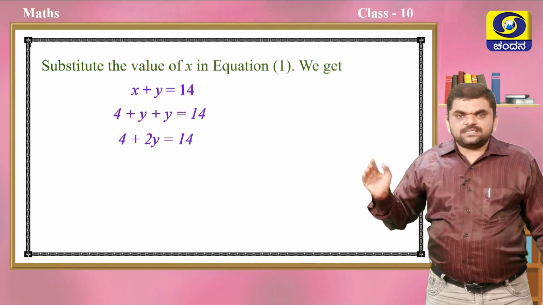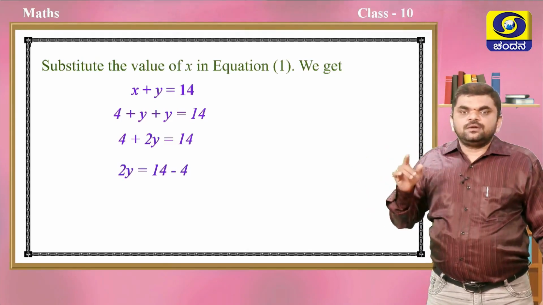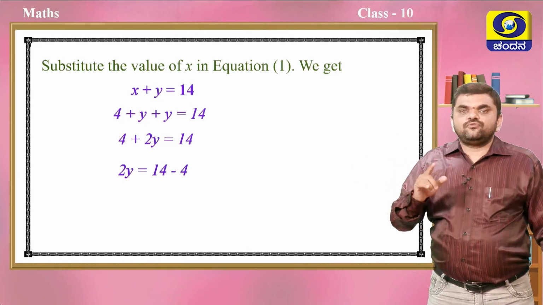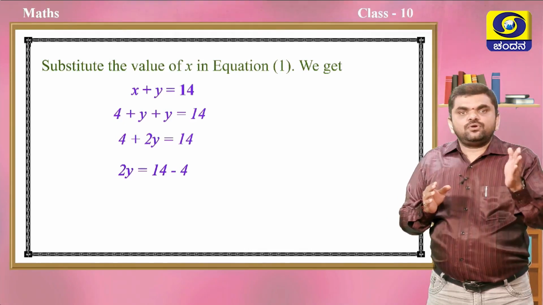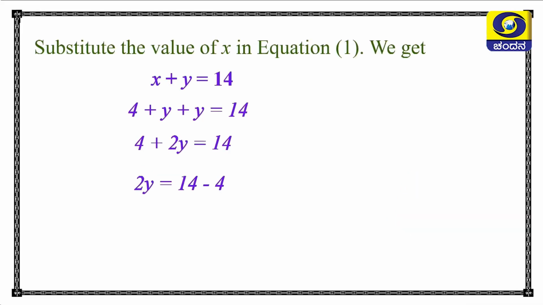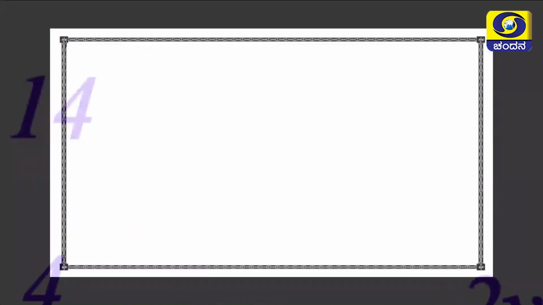4 plus 2y is equal to 14. Transfer 4 to RHS. We will get 2y is equal to 14 minus 4, that is 2y is equal to 10. What is the value of y here? 10 by 2, or divide both sides by 2, we will get y is equal to 5. So by this substitution method, we will get the value of y as 5.